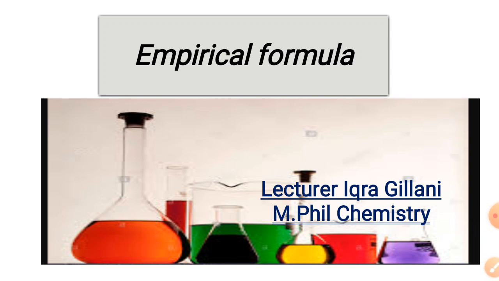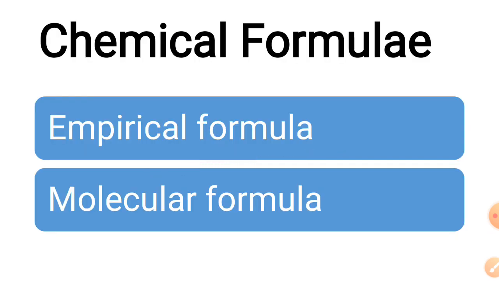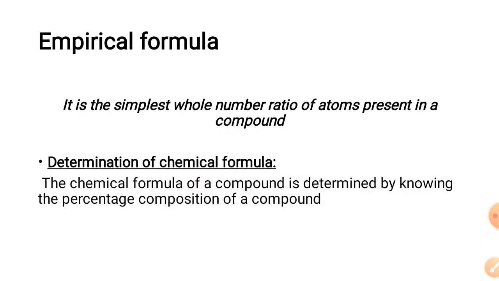Today our topic is empirical formula. So let's get started. There are two types of chemical formulae. Formulae is the plural of formula. Yes, there are two types of chemical formulae: empirical formula and molecular formula. So today we are focusing only on empirical formula. Empirical formula is the simplest whole number ratio of atoms present in a compound.